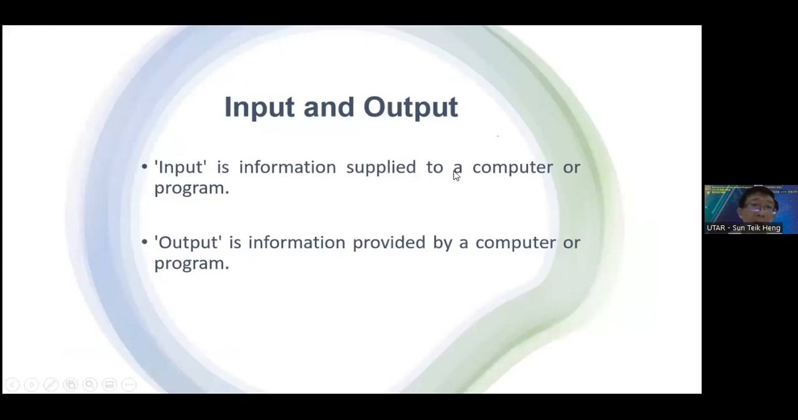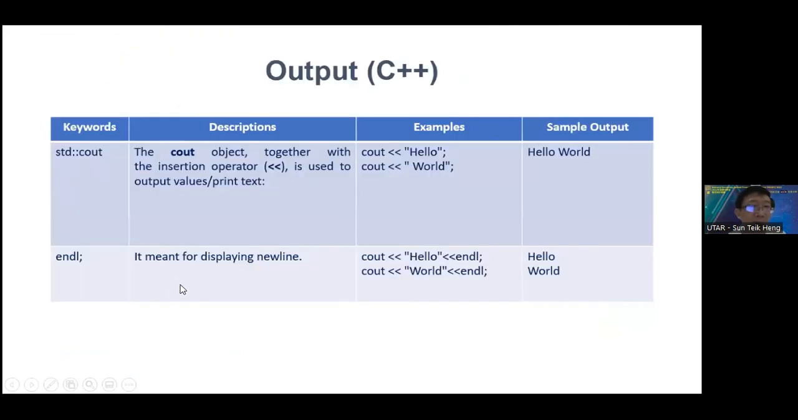Input, output. So the input is the information that you supply to the computer or the program, and output is the information that is produced by your computer or your program. For example, to produce the output in C++, you make use of the cout keyword. So the command is cout. You have to start with std::cout. But if you think that it's very troublesome to always write std::cout, you can also just write cout without the std::. Don't need to put the std:: also can.